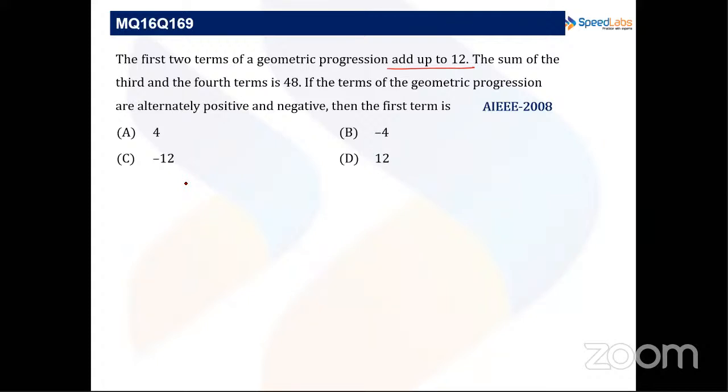So we are given the first two terms of the GP add up to 12. So that is A plus AR equals 12. The sum of the third and the fourth term, that is AR square and AR cube, is 48.